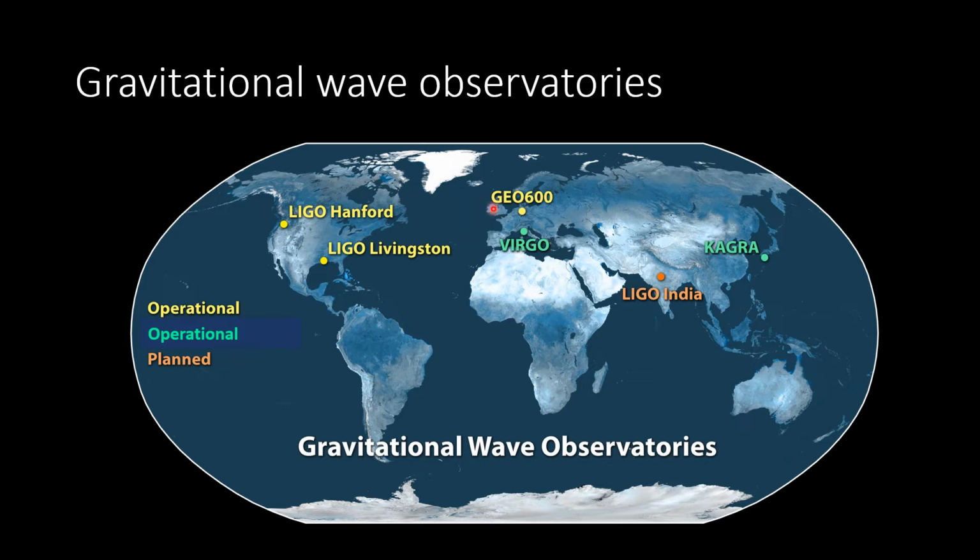There is also a facility up in Germany, the GEO 600 facility. KAGRA, this is over in Japan. This is the first underground gravitational wave observatory. It went online in 2020. And there is a planned observatory called LIGO India, which is going to be located in India.